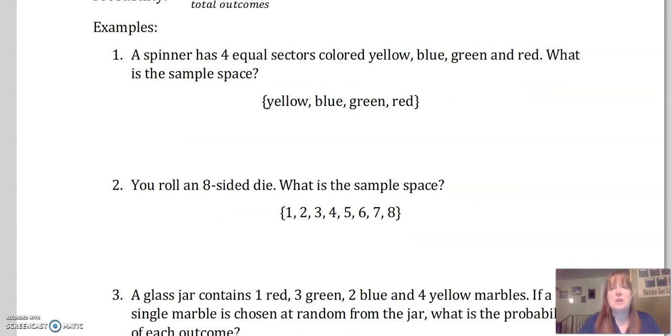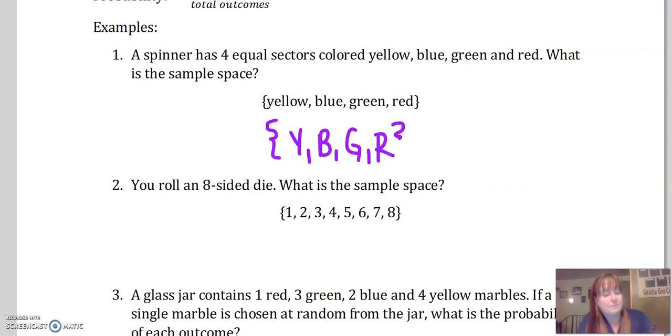If I have a spinner and I want to find the sample space of that spinner, it has 4 equal sectors that are colored red, yellow, green, and blue. I just read those in the wrong order for some reason. Anyway, what's the sample space? What are all of the possible outcomes I could get? Well, I could get yellow, blue, green, or red. So my sample space is yellow, blue, green, or red. And oftentimes people would abbreviate this, so we draw the little curly brackets and we could say yellow, blue, green, and red.